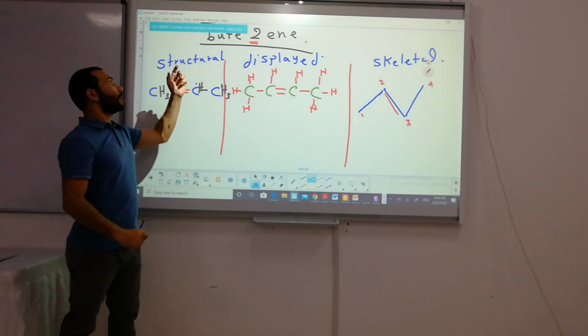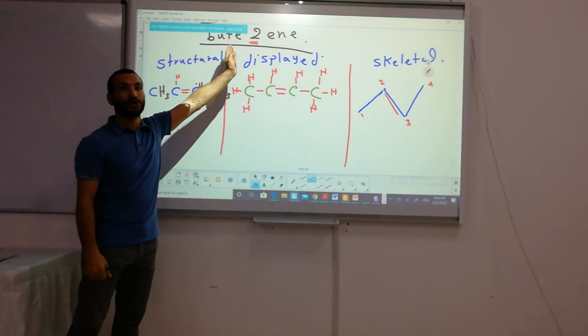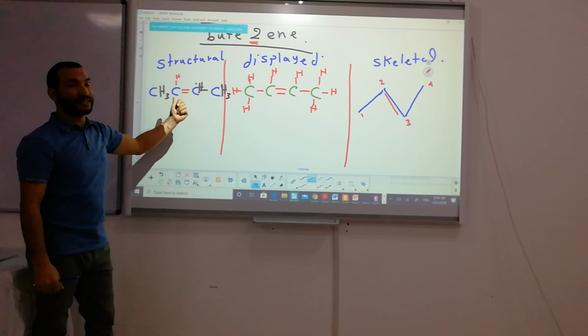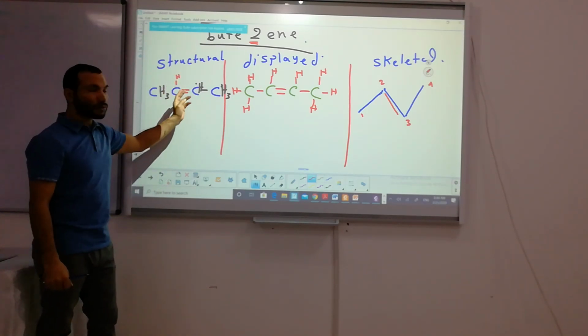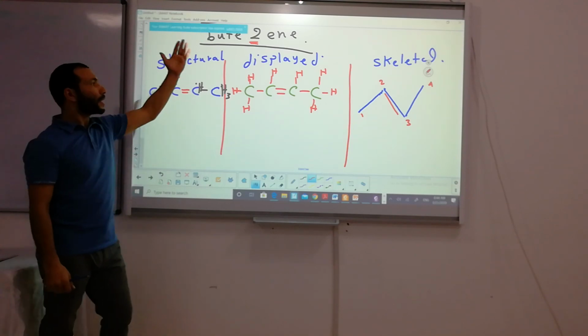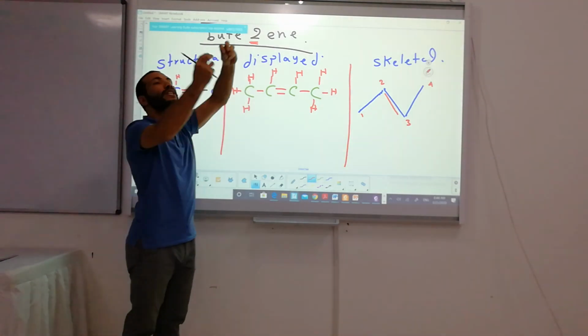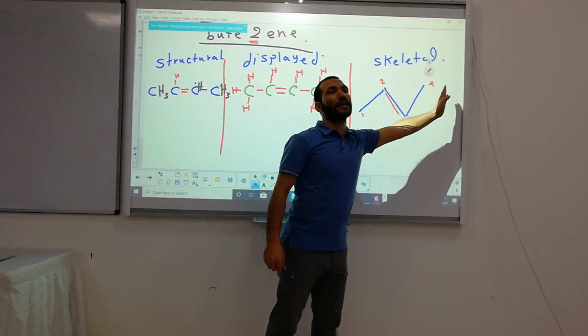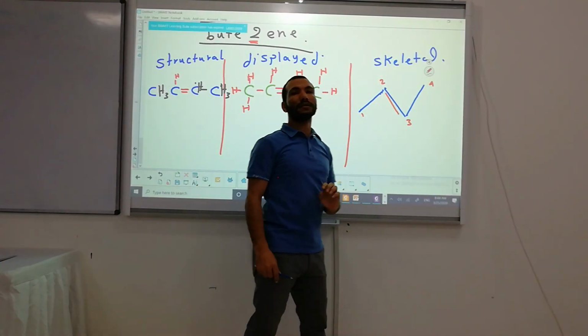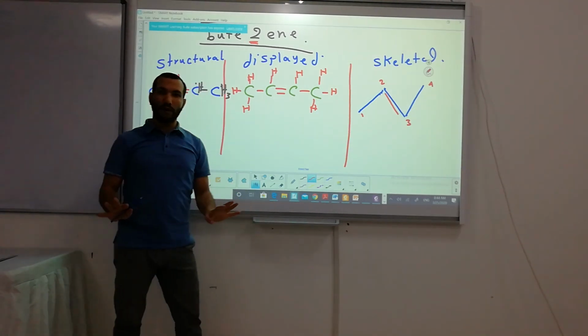How to write the skeletal formula. Again, if you need to write, for example, but-2-ene, number 1, we have a structural formula, CH3CH, like this, no problem. Next one, displayed formula, we display the hydrogen. Number 3, skeletal formula, to write it by lines. Okay? Now we end at this point.